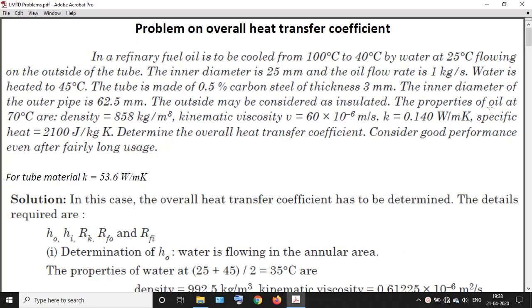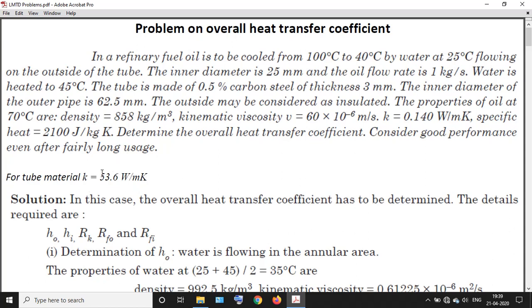Now they have given the properties of oil at 70 degrees centigrade. Density they have given, kinematic viscosity they have given, and the conductivity K they have given. The specific heat Cp also they have mentioned. The question is to find the overall heat transfer coefficient. Also they have given the conductivity K for the tube material.